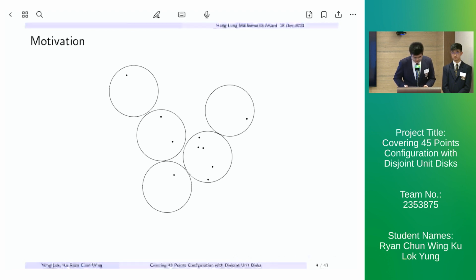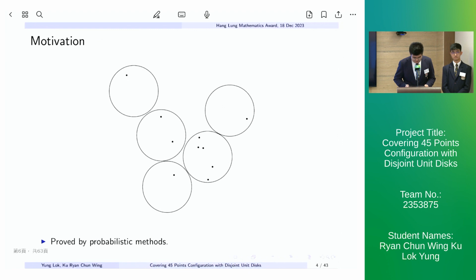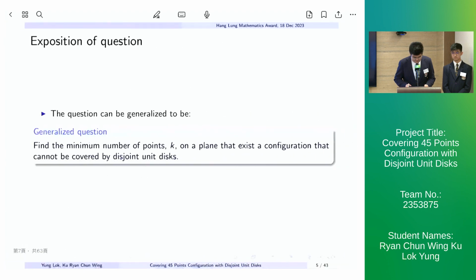It is quite hard to find a trivial answer to whether there exists a configuration that cannot be covered, as proposed in the question. But Inaba himself gave an elegant proof using probabilistic methods to show that there does not exist such a configuration. But then the natural question arises, that is, what is the minimum number of points, k, on a plane, such that some configuration of those set points cannot be covered by disjoint unit disks?